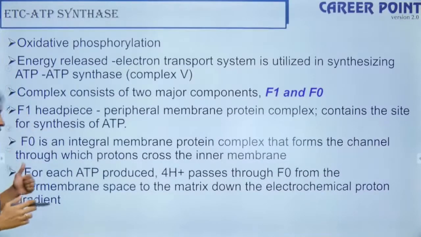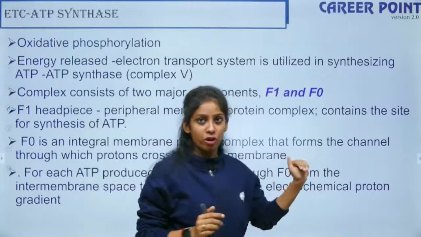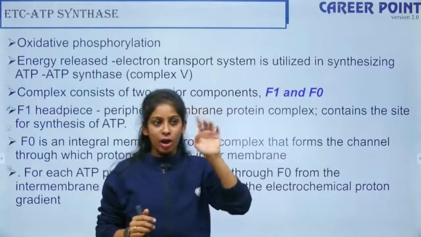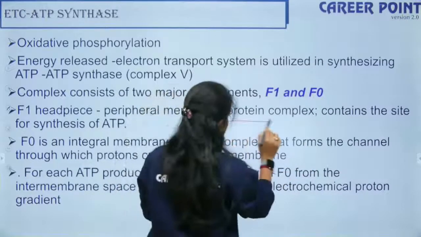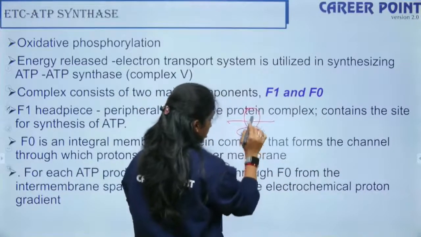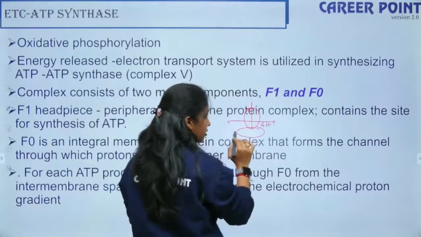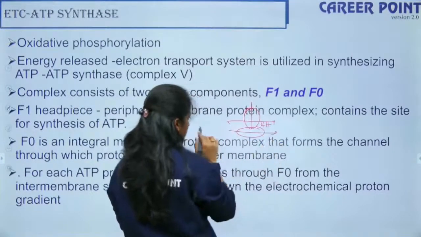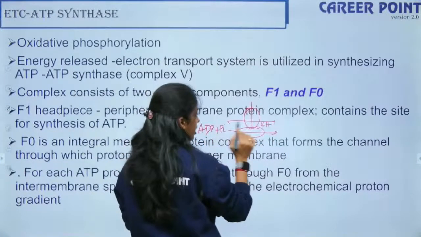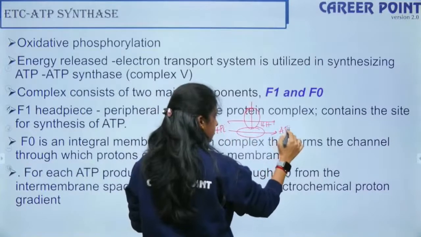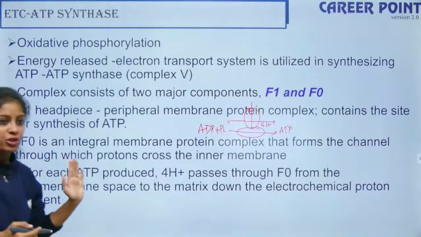For each ATP produced, 4 H plus pass through the F0. So 4 H plus ions pass through the F0, which is an integral part. So F0 is here, F1 is here. When 4 H plus pass like this, a conformational change happens, because of which ADP plus Pi is converted into ATP. Fine. So that is what is mentioned here.